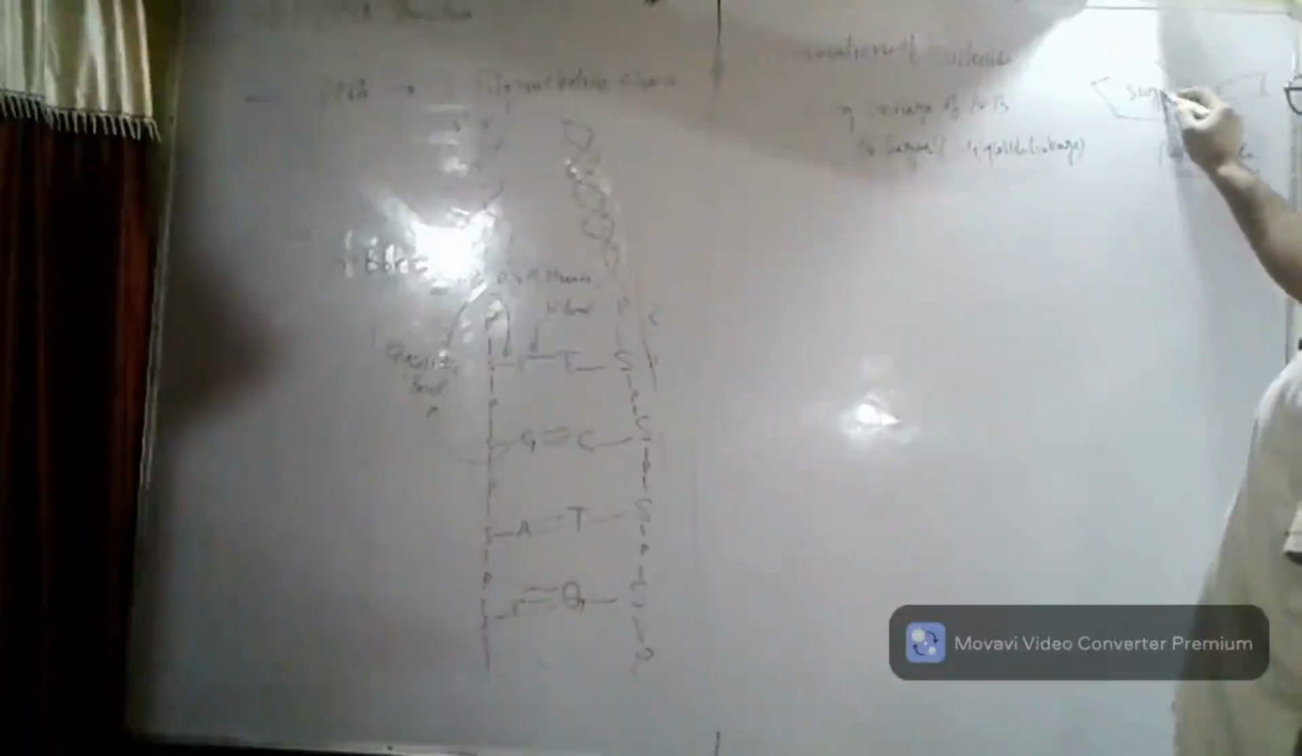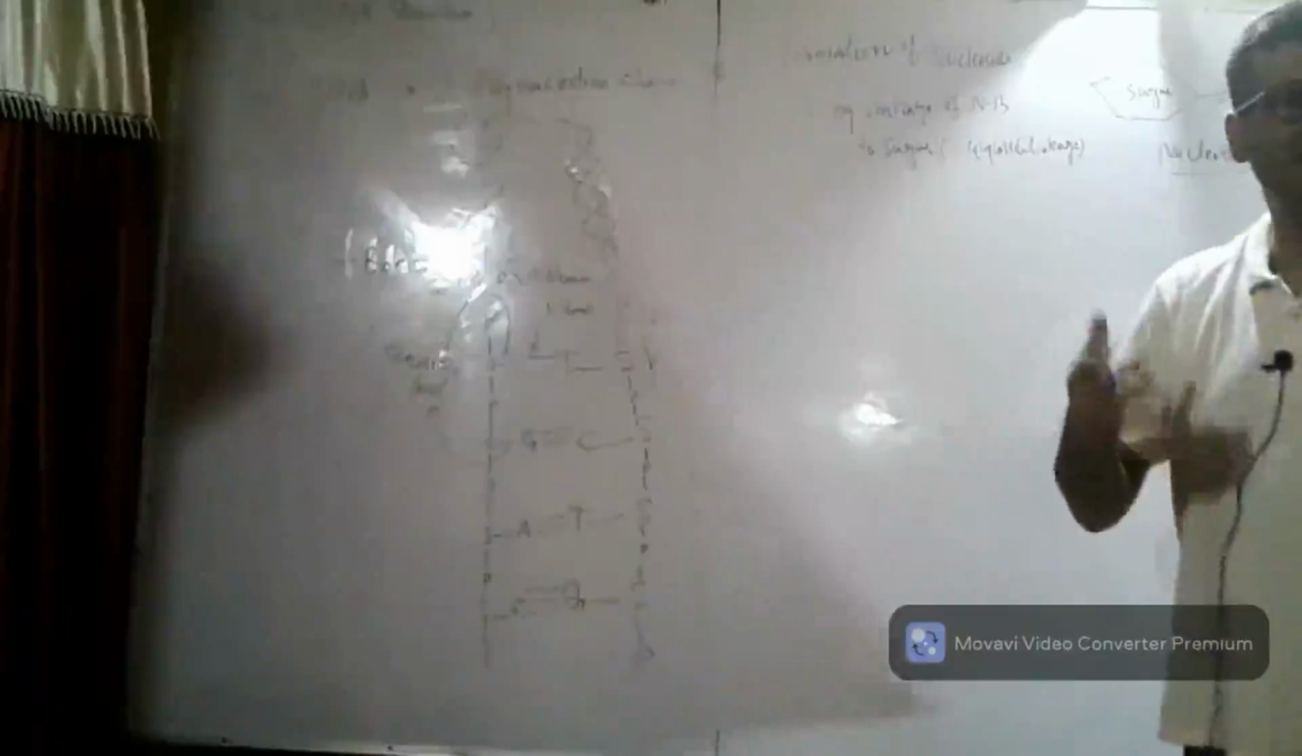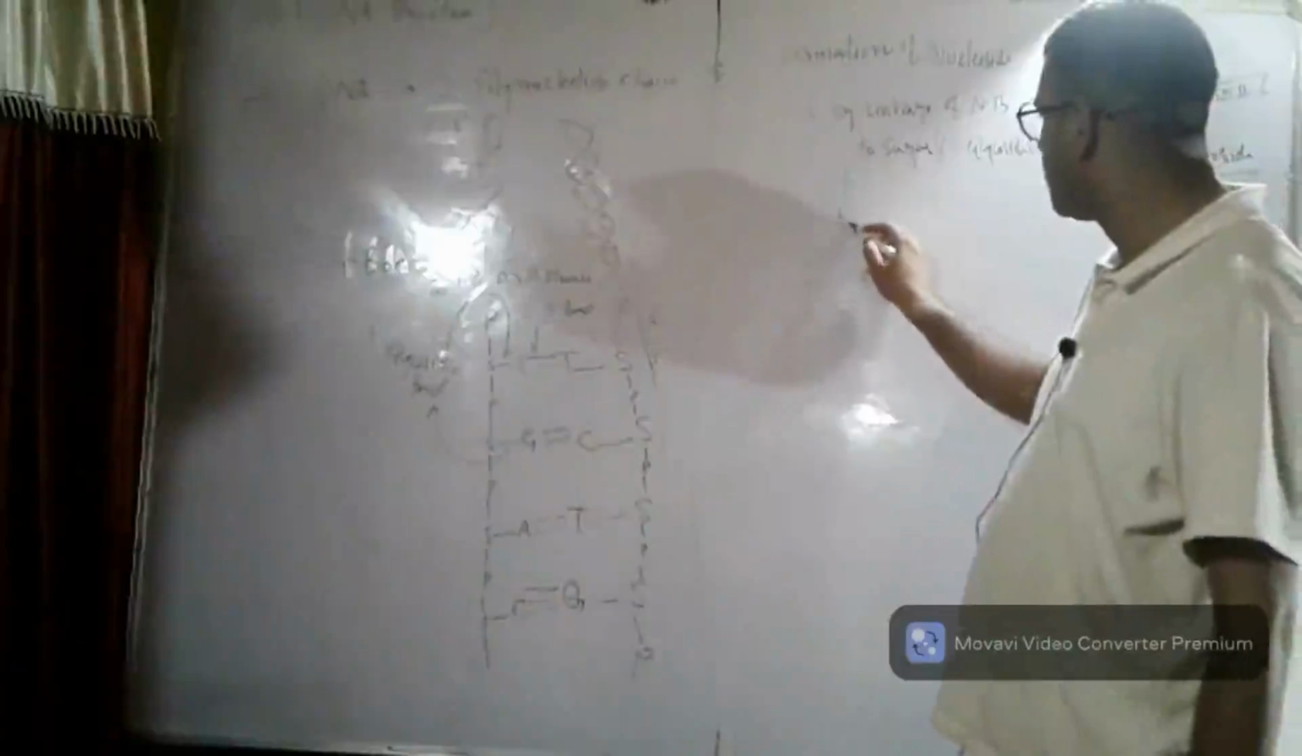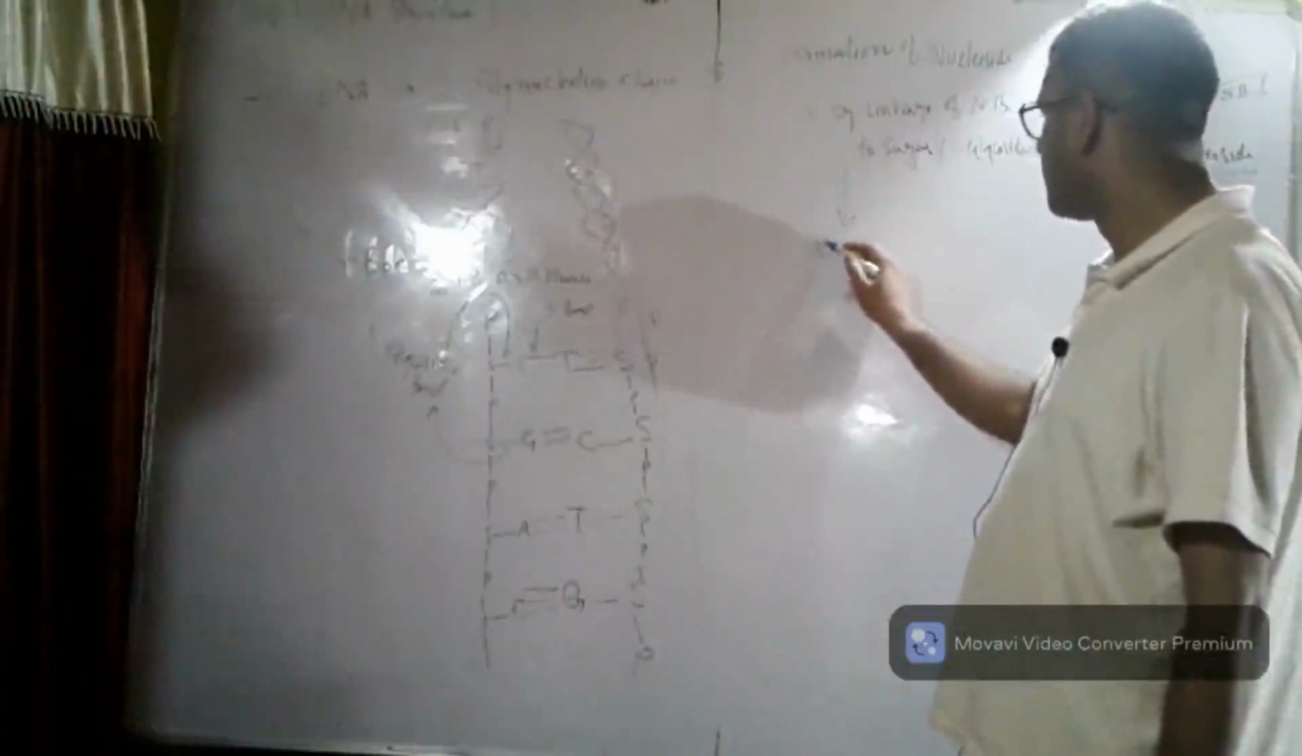So this is a nucleoside. This nucleoside is composed of two components. One is sugar and another is nitrogenous base. The nitrogenous base can be adenine, thymine, guanine, cytosine in case of DNA. Then how is nucleotide formed? Formation of nucleotide.